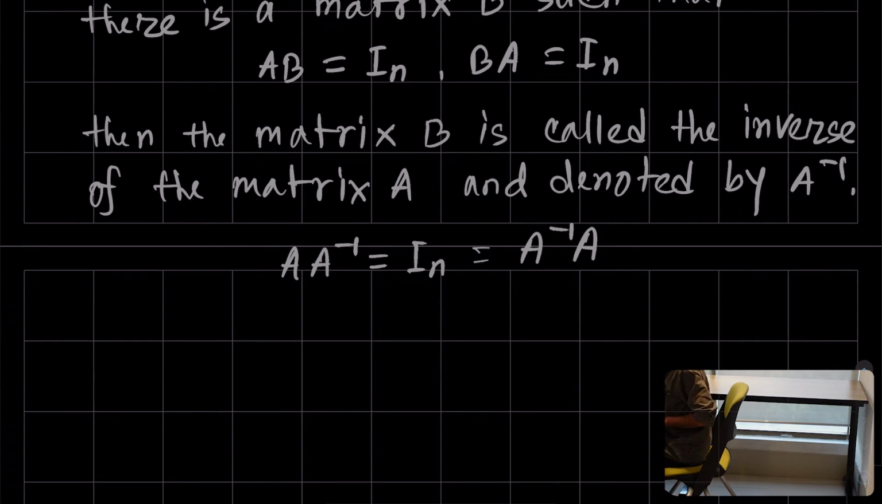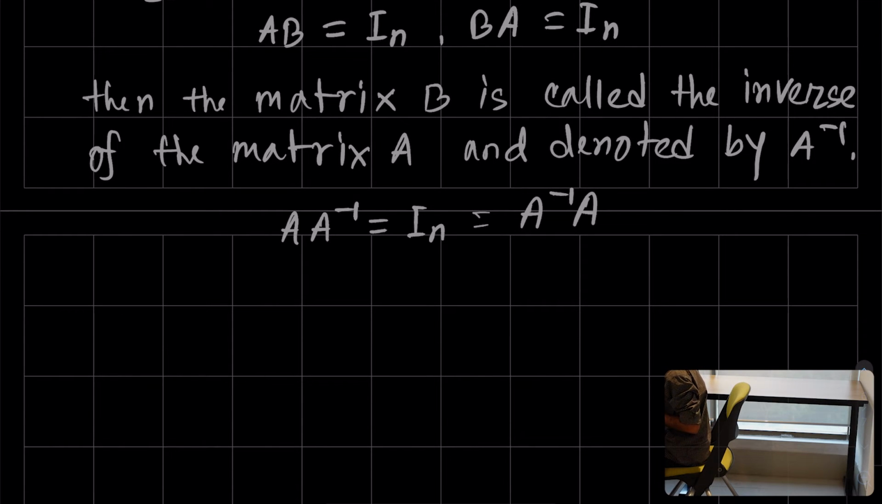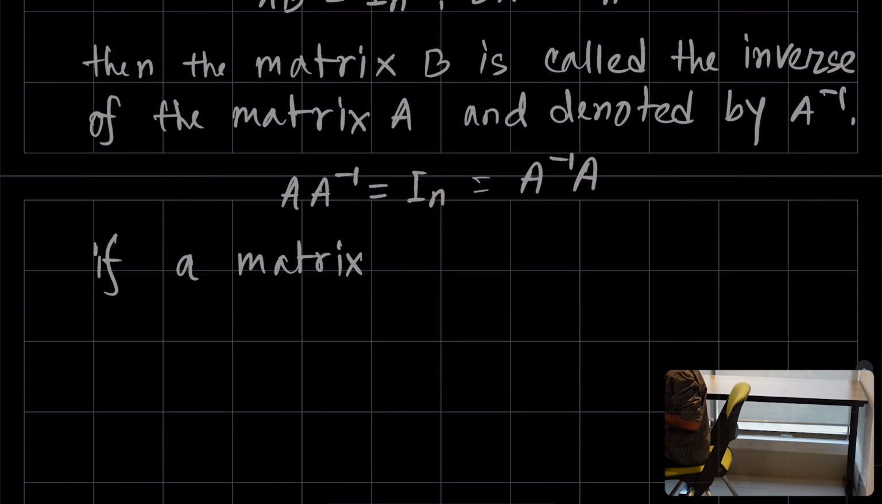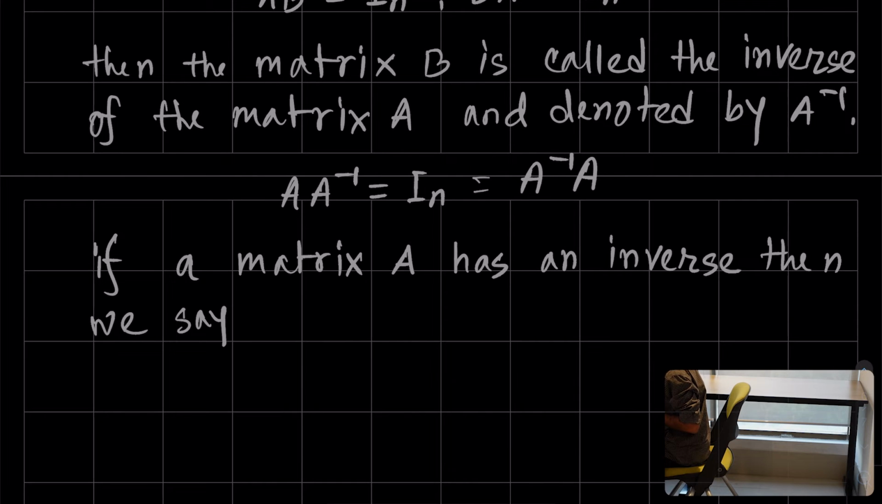And if a matrix A has an inverse, it is said to be an invertible matrix. So if the matrix A has an inverse, then we say A is an invertible matrix.